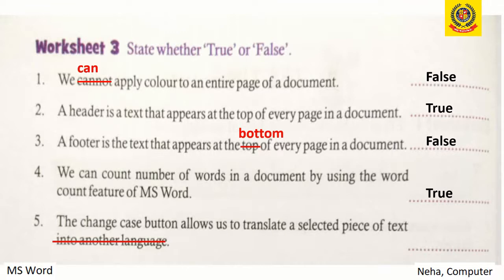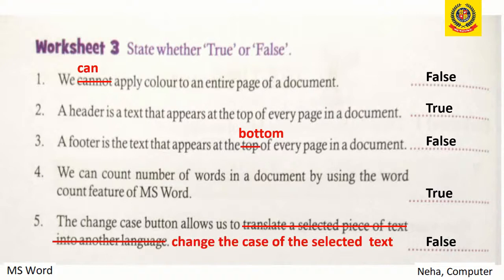Fourth, we can count the number of words in a document by using the word count feature of MS Word. It is true. Fifth, the change case button allows us to translate a selected piece of text into another language. It is false. The change case button allows us to change the case of the selected text. That means if capital A is to be changed, the case of capital A is changed to small a.